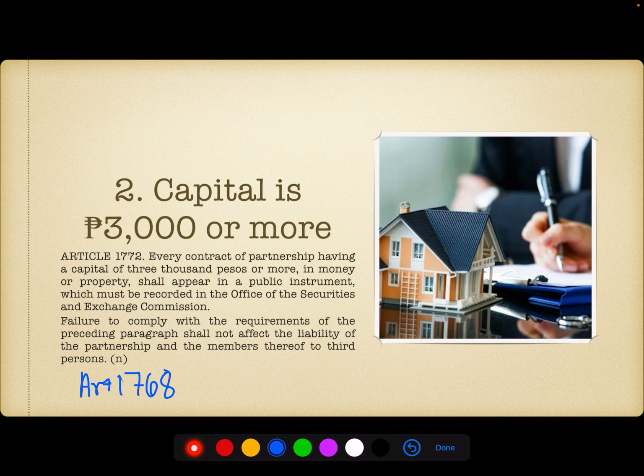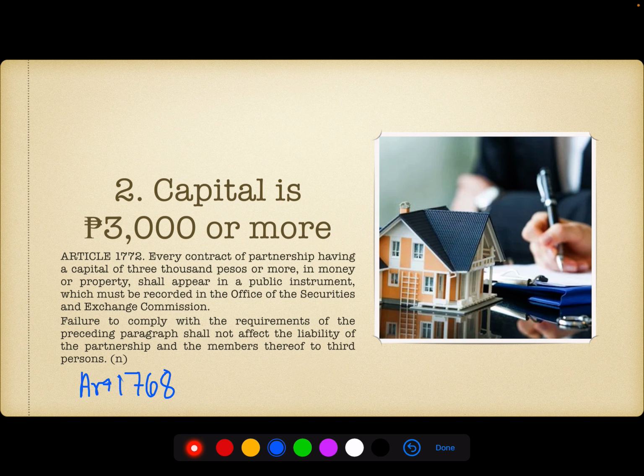What is the reason for SEC registration? Now, the SEC requires it for the issuance of a business license. It also enables local government and the Bureau of Internal Revenue to assess the partnership's tax liabilities. Also, registration enables third persons to determine the composition of the firm and its capital before dealing with its members.